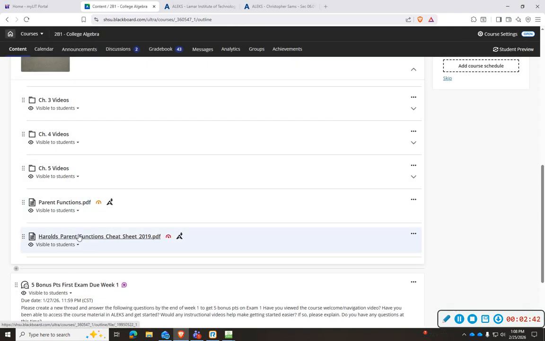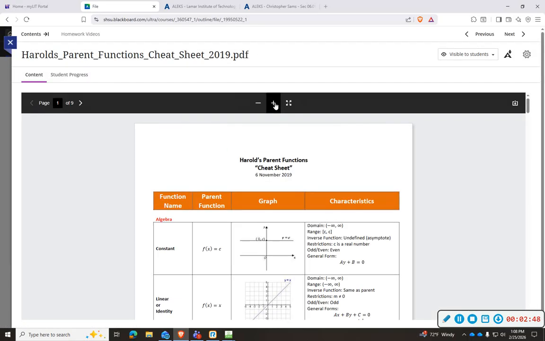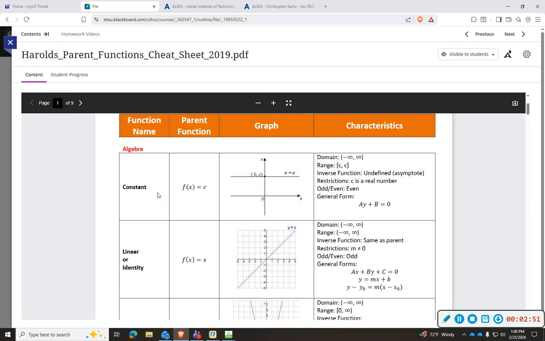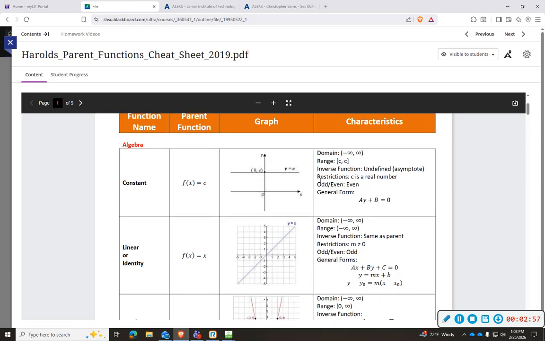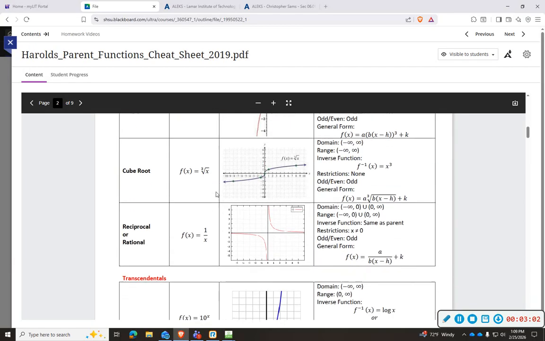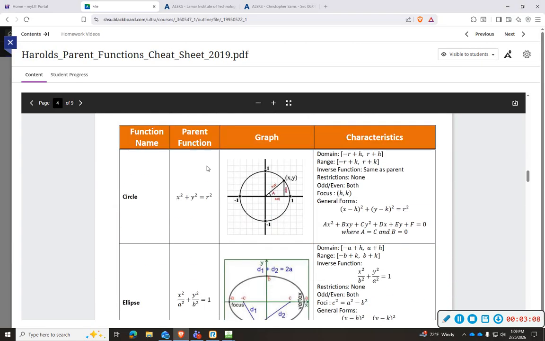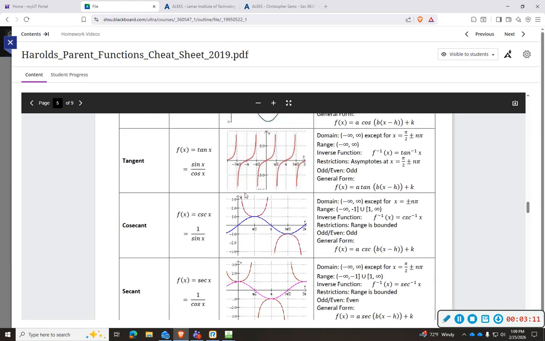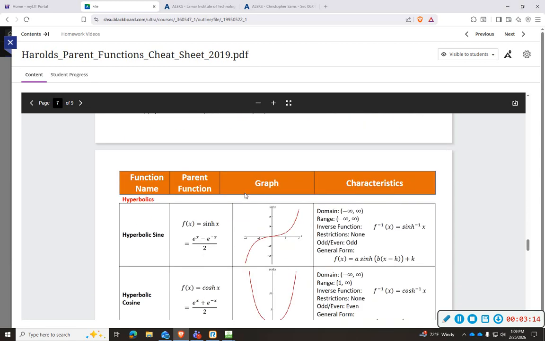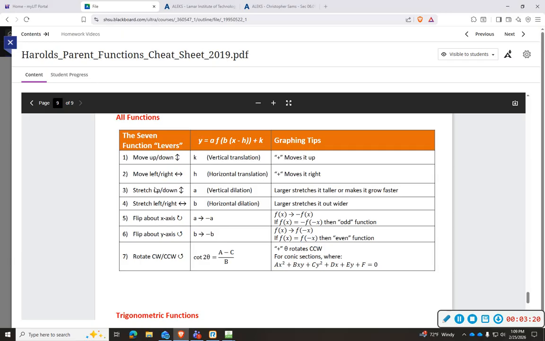In addition to the parent function document, I also have Harold's parent function. So this is one that I found online that I thought was good. It's in color, gives a little bit more information, but still has all the algebraic functions, constant, writes all the graphs in standard form, gives some information about the symmetry. If you go further, it gives more transcendental functions, conic sections with circles and ellipses, trig functions, which we won't need all those, but it's neat to have it all there.